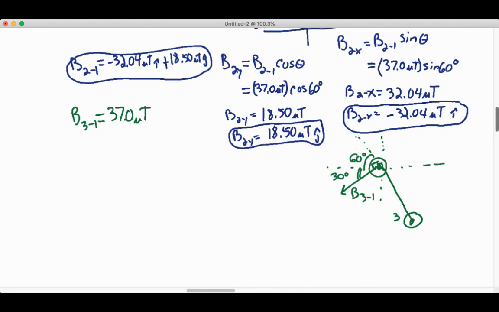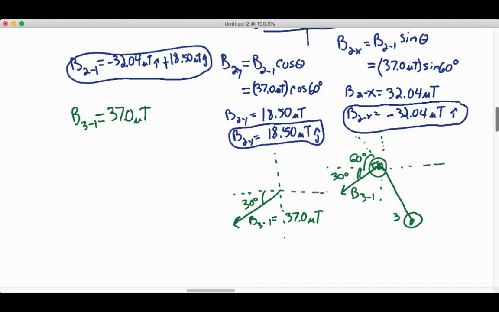So now I've got to do a step 0 on this guy, B3 on 1. So let me get a new x and y axis. I've got this guy going down like this. This here is 30 degrees. B3 on 1, this is something we know. This is 37.0 microtesla.